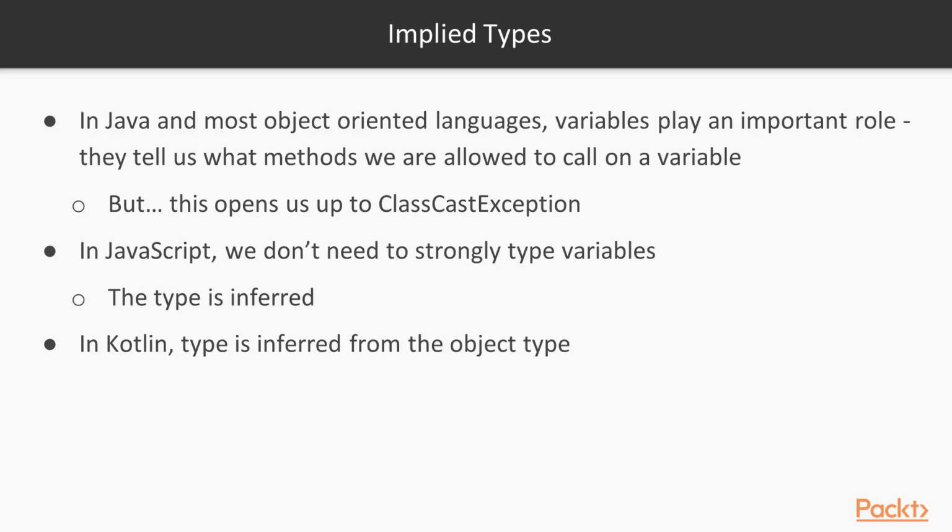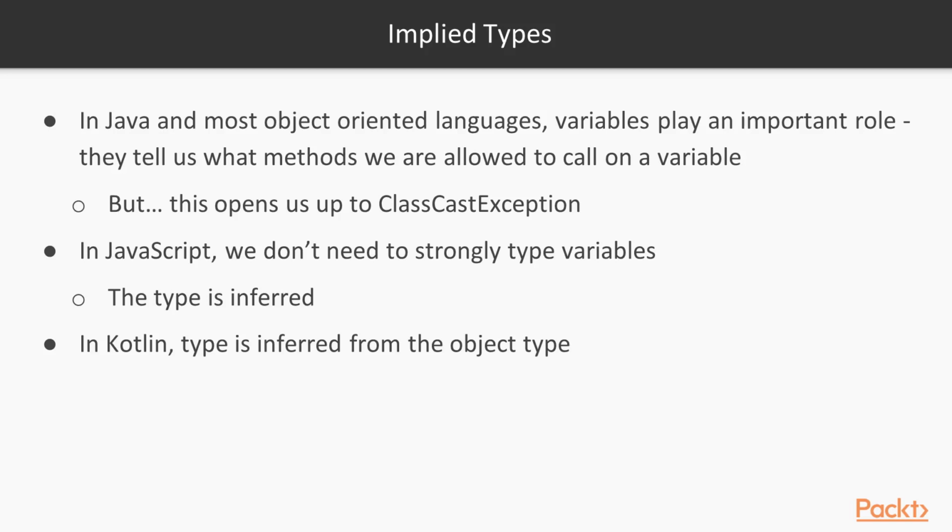The problem happens when the object has more methods than the variable, because to call those methods, we have to do something called casting. And casting confuses a lot of people, especially who are new to programming. And if you don't cast properly, you end up with something called a class cast exception.